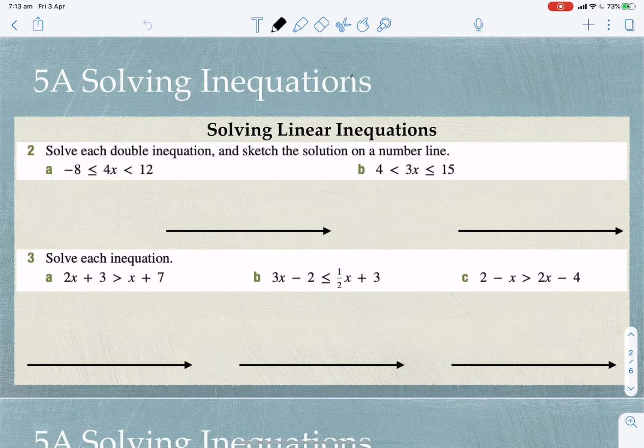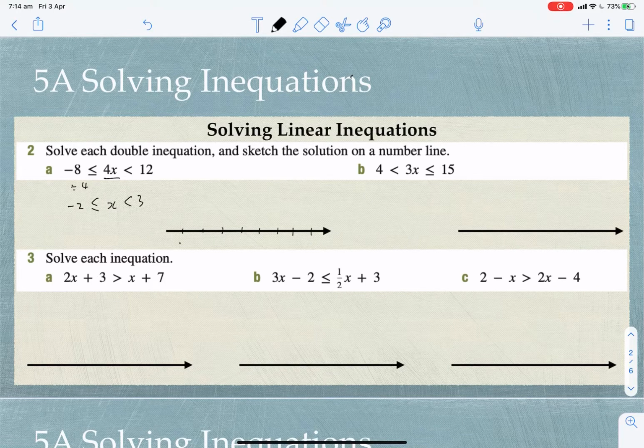So you've got 4x here. We can divide every single term by 4. Negative 8 divided by 4 is negative 2. We divide by a positive number, so it doesn't change the sign at all. And 12 divided by 4 is 3. So we've got x between negative 2 and 3. Most of the time we're asked to draw a number line, so make sure you do that.